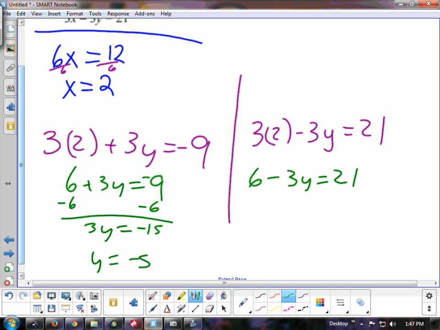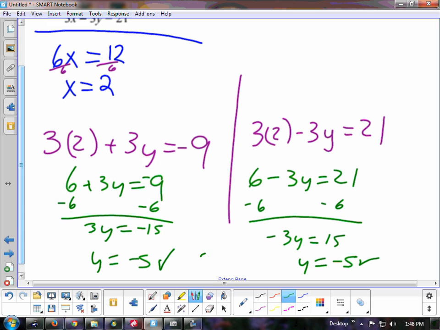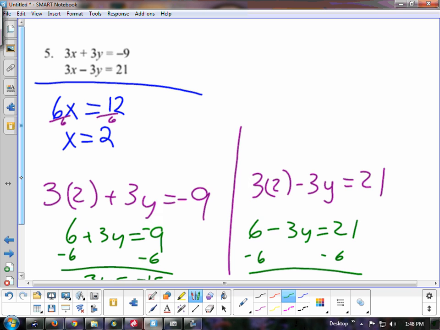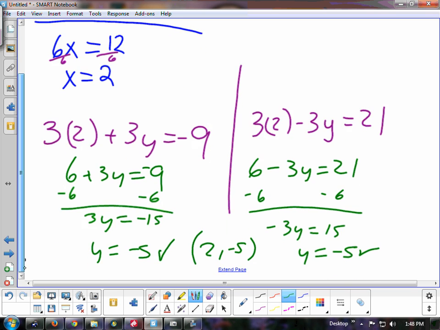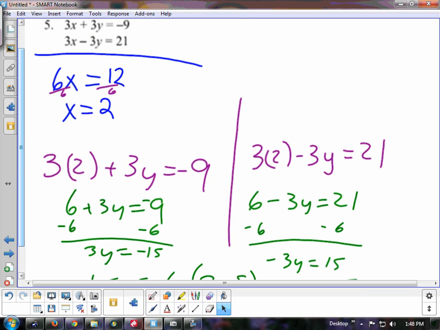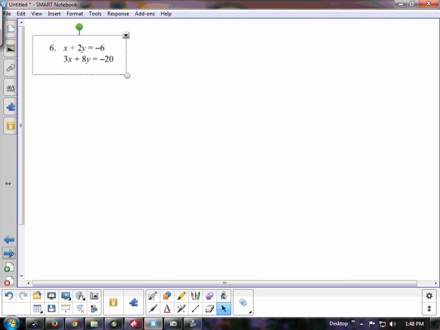Let's see if it works the same over here. Subtract 6. I get negative 3y equals 15. Y equals negative 5. It checks. And my answer is 2, negative 5 if I were to graph it. You should be able to do this whole problem on your own without looking at the video. And once you can do that, then move on to the next one.